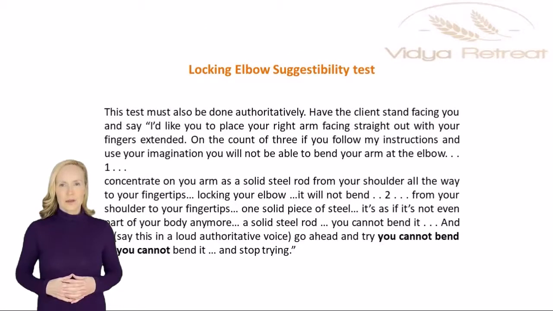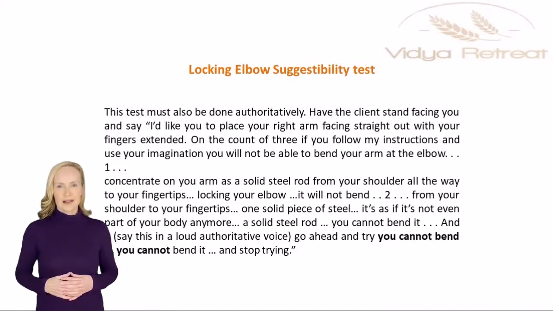Locking elbow suggestibility test. This test must also be done authoritatively. Have the client stand facing you and say, I'd like you to place your arm out in front of you. On the count of 3, if you follow my instructions and use your imagination, you will not be able to bend your arm at the elbow. 1. Concentrate on your arm as a solid steel rod from your shoulder all the way to your fingertips, locking your elbow, it will not bend. 2. From your shoulder to your fingertips, one solid piece of steel, it's as if it's not even part of your body. A solid steel rod, you cannot bend it. And 3. Say this in a loud authoritative voice, go ahead and try, you cannot bend it. You cannot bend it, and stop trying.